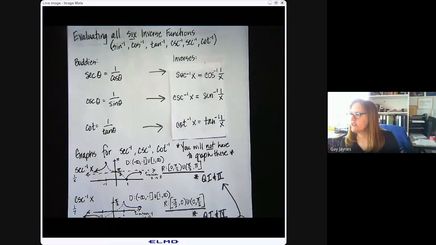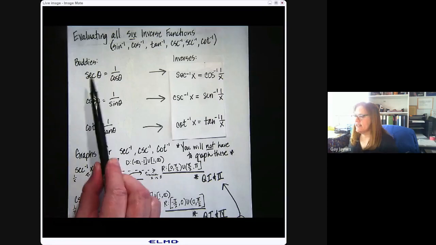Hello, we are going to learn how to evaluate all 6 inverse functions. Yesterday you looked at evaluating sine, cosine, and tangent inverse. We're going to add on cosecant inverse, secant inverse, and cotangent inverse.